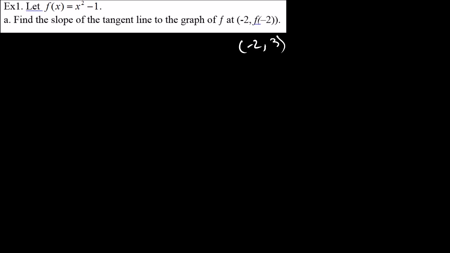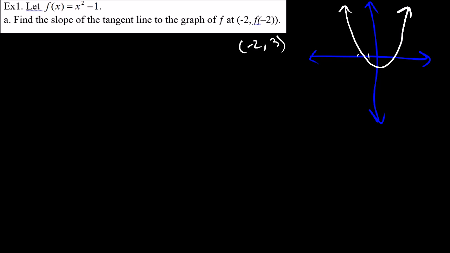If we look at a conceptual, visual picture, we have our axes lines, and we're going to have our graph. And at the point negative 2, 3, we want to find the slope of the tangent line, the line that touches the graph there. So that's what we're trying to find. How are we going to find it?